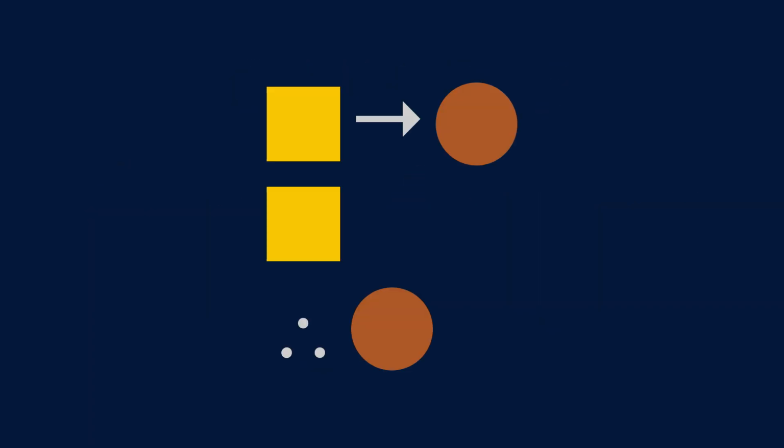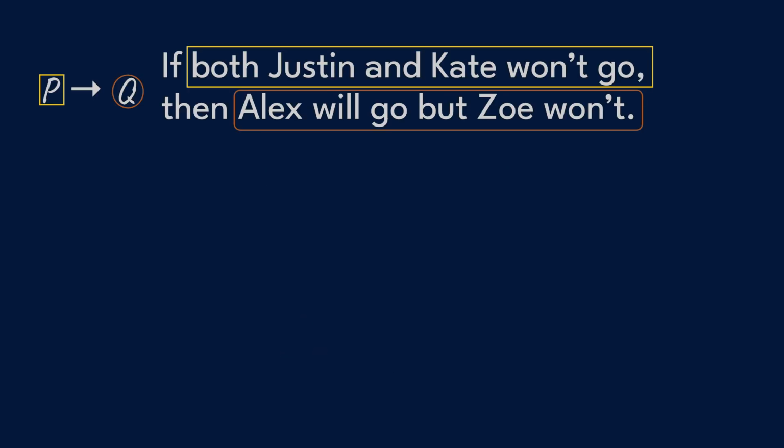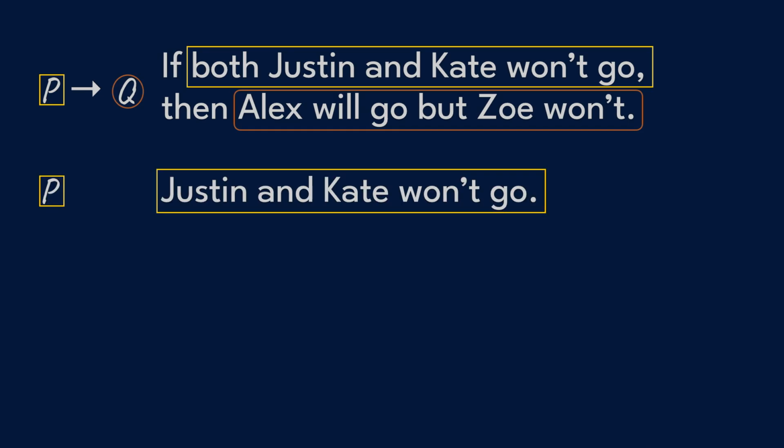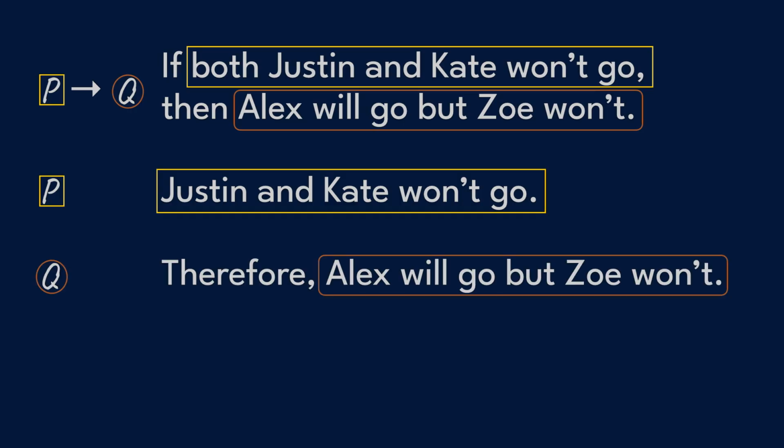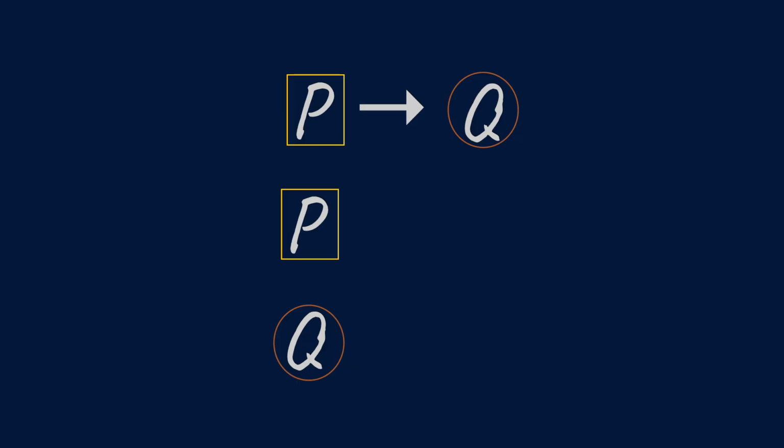The box and circle example shows that P and Q can stand for anything. For example, if both Justin and Kate won't go, then Alex will go, but Zoe won't. Justin and Kate won't go. Therefore, Alex will go, but Zoe won't. It looks messy, but the pattern is simple.